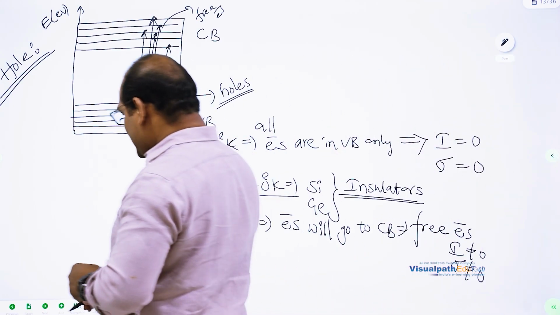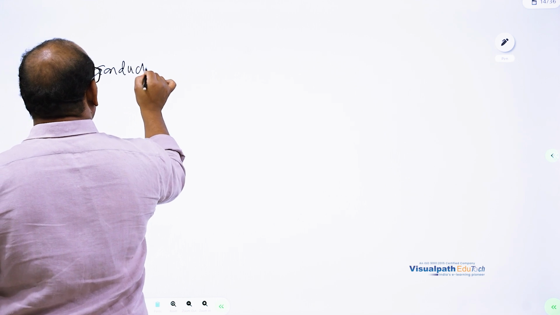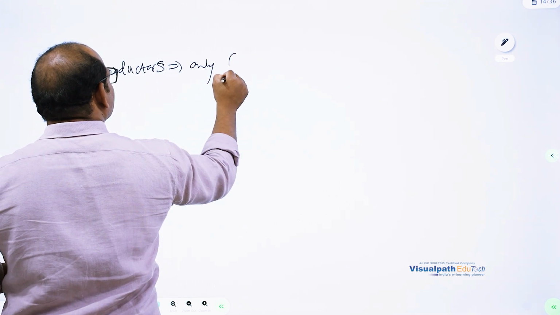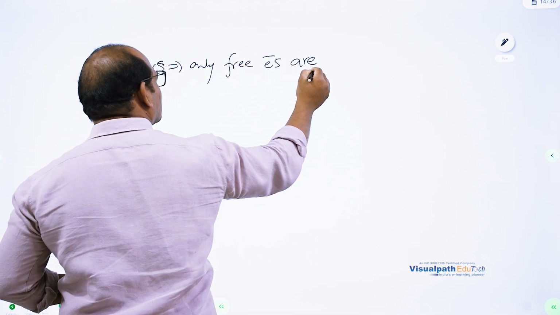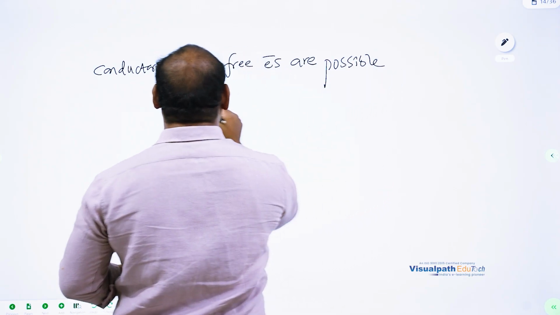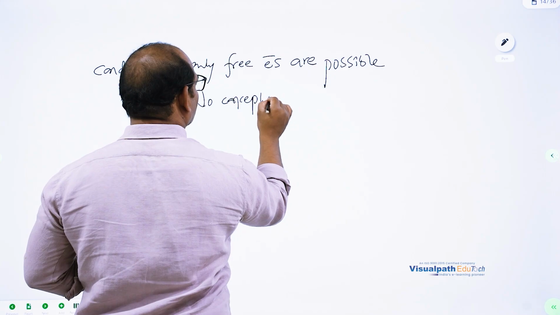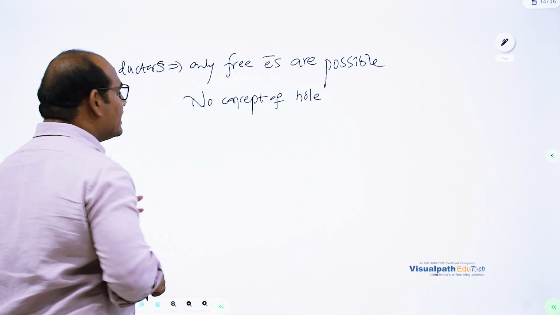So in case of the conductor or metal, only free electrons are possible. Only free electrons are possible. No concept of hole. No concept of hole in case of the conductor.